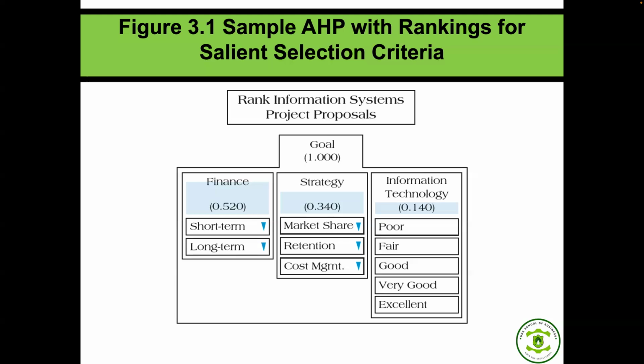Even under finance, we can have different points for short term and different points for long term. Under finance, we determine by multiplying a score for long term and its weight, a score for short term and its weight, and summing to assess only finance. After we have done that for finance, strategy, information technology and its subcomponents, and goal, then we sum everything up.